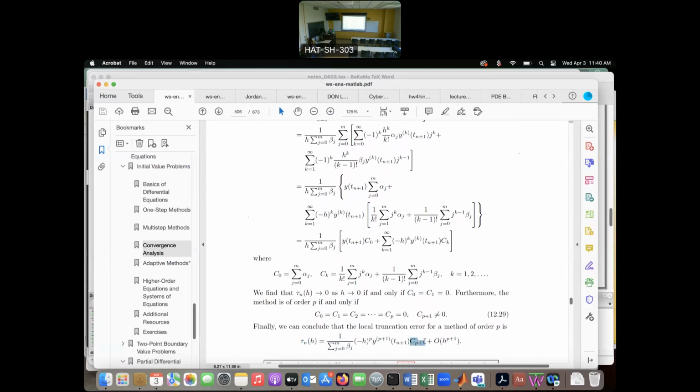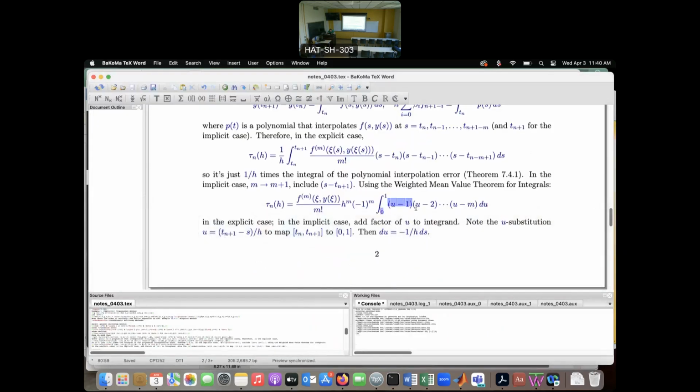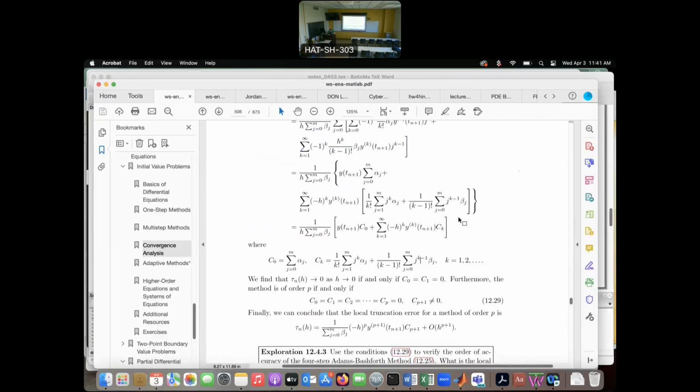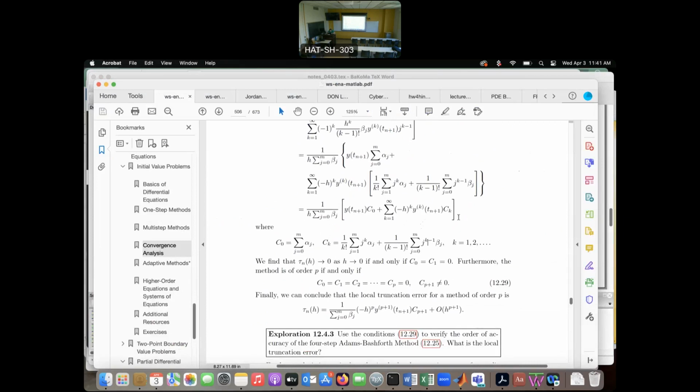And so this C_{p+1}, that's something that can be figured out, it comes from your coefficients. Or for the case of an Adams method, you get your constant by evaluating this integral. That works out the same way. So that's how you can show, for instance, that Adams-Bashforth methods, with m steps, are m-th order accurate, or Adams-Moulton is (m+1)-th order accurate, and so on.